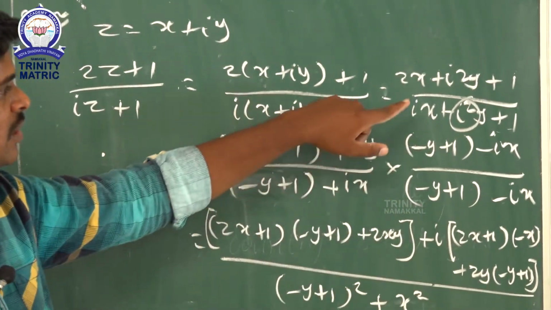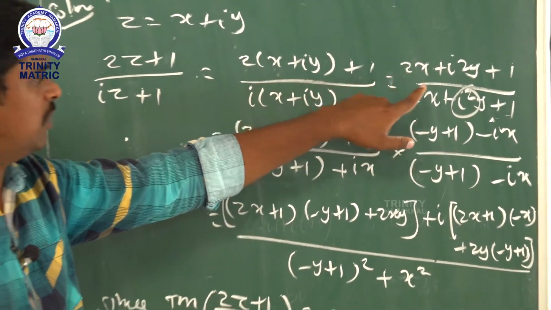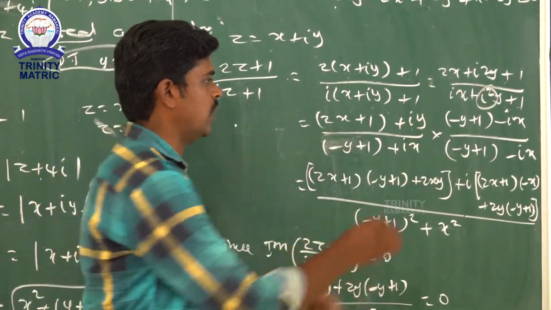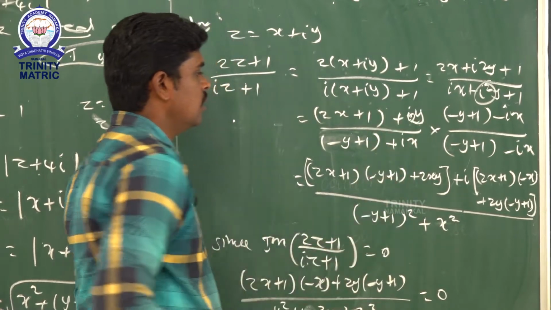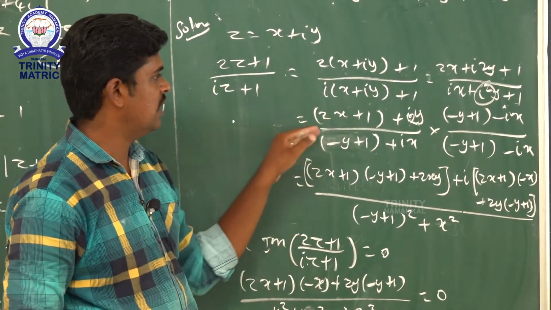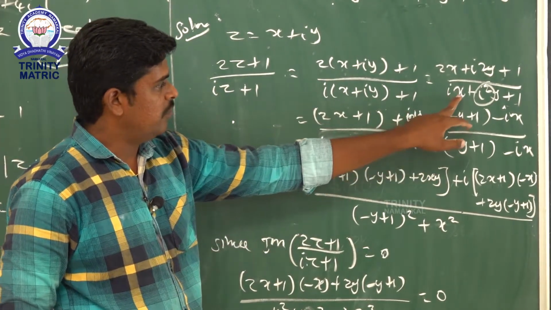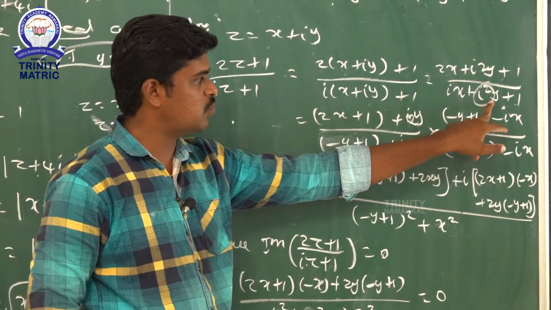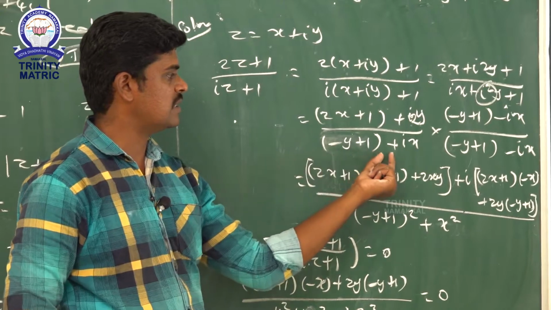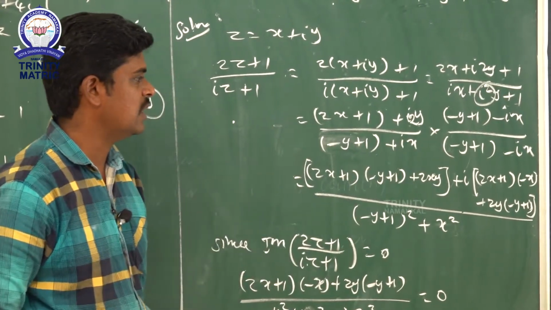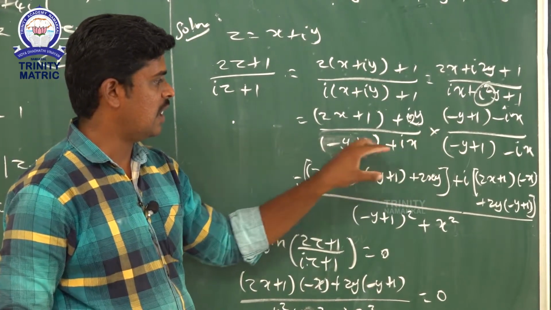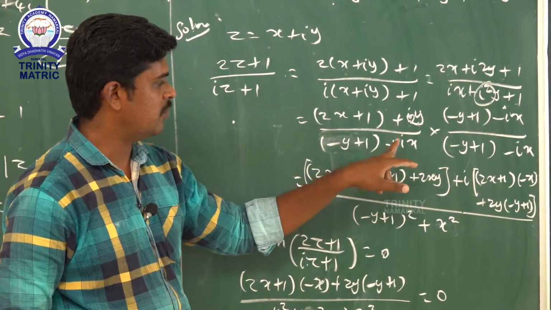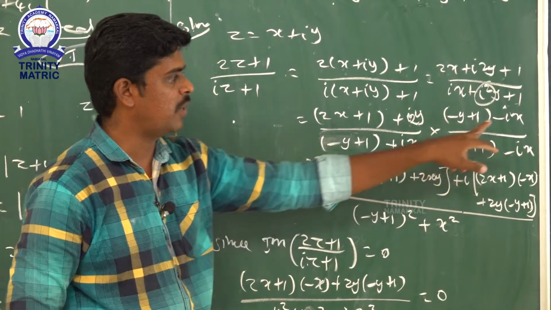Okay. So separate real and imaginary parts. Next step, 2x plus 1 is the real part, plus i2y; i2y is the imaginary part. Here we divide, with real and imaginary parts separated. Here i squared means minus 1. So minus y plus 1 is the real part, plus ix, this is the imaginary part. Next step, multiply by the conjugate of the denominator. So minus y plus 1 plus ix. What is the conjugate? Minus ix.